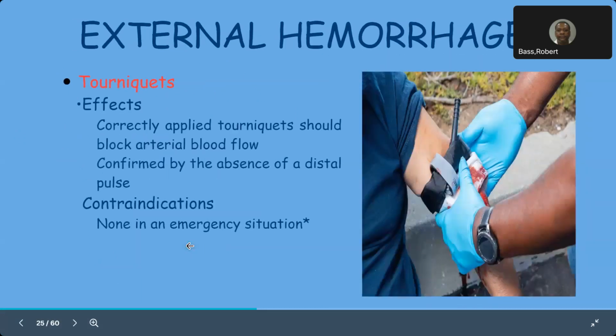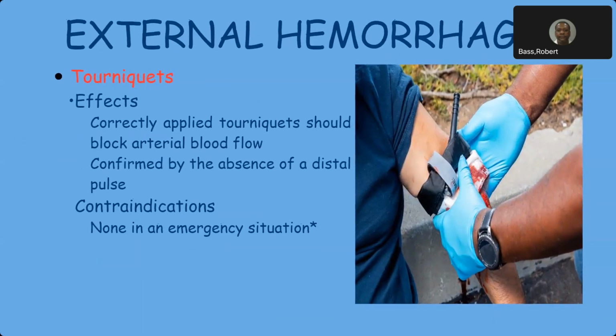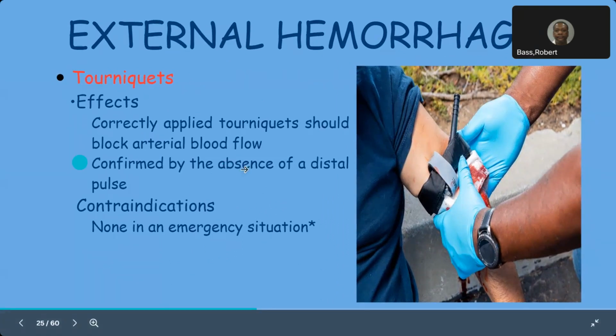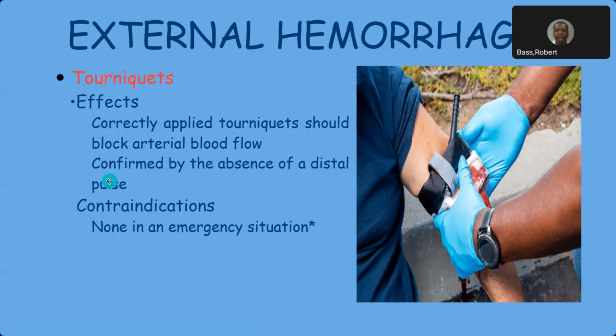When it comes to the effects, if that tourniquet is correctly applied, you should see an absence of a distal pulse. If that tourniquet is applied, you're going to lose that distal pulse. Not only that, but if that patient is awake and alert enough, this will be very painful for that patient as well.